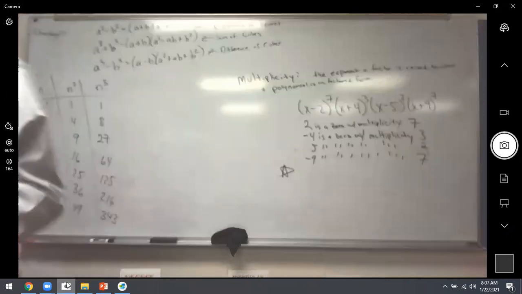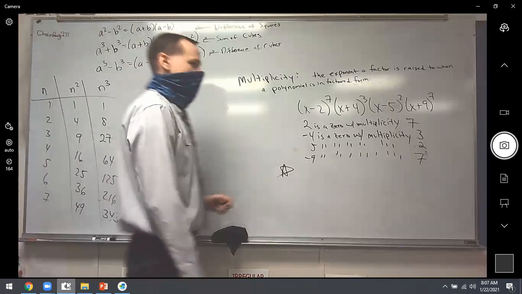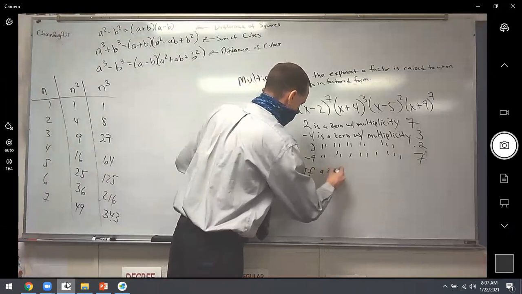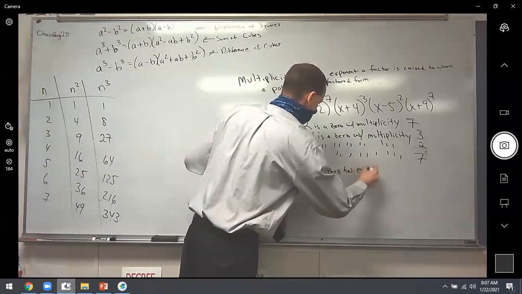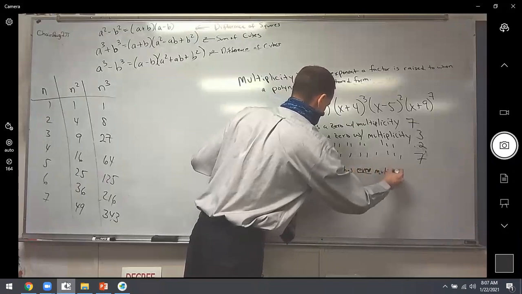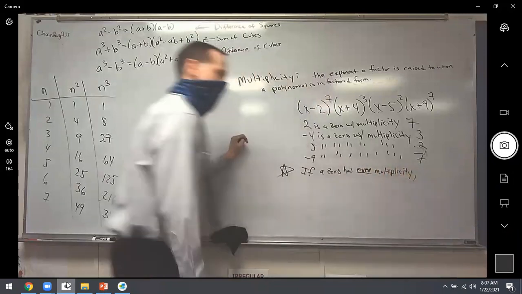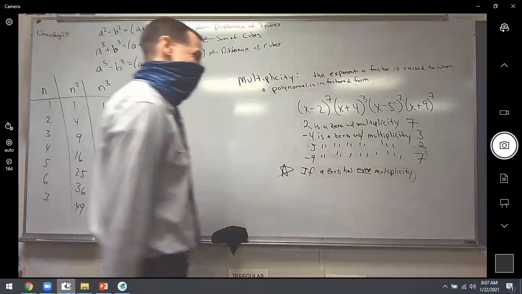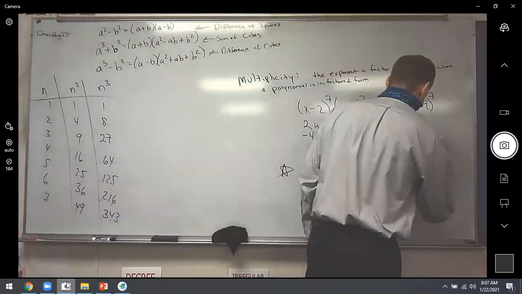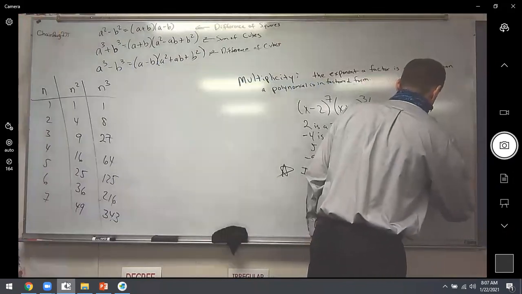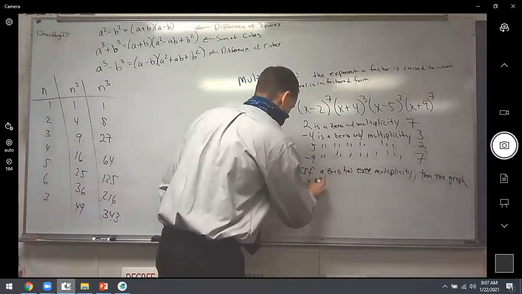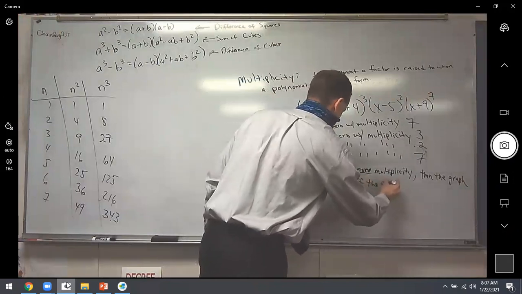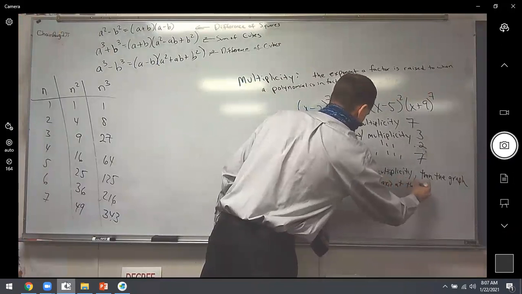Why are we introducing such a weird term? Here is the main thing I want you to know about multiplicity. If a 0 has even multiplicity, so if you have a factor in there that's squared, or to the 4th, to the 6th, or any even exponent, then the graph will bounce off the axis at that 0.